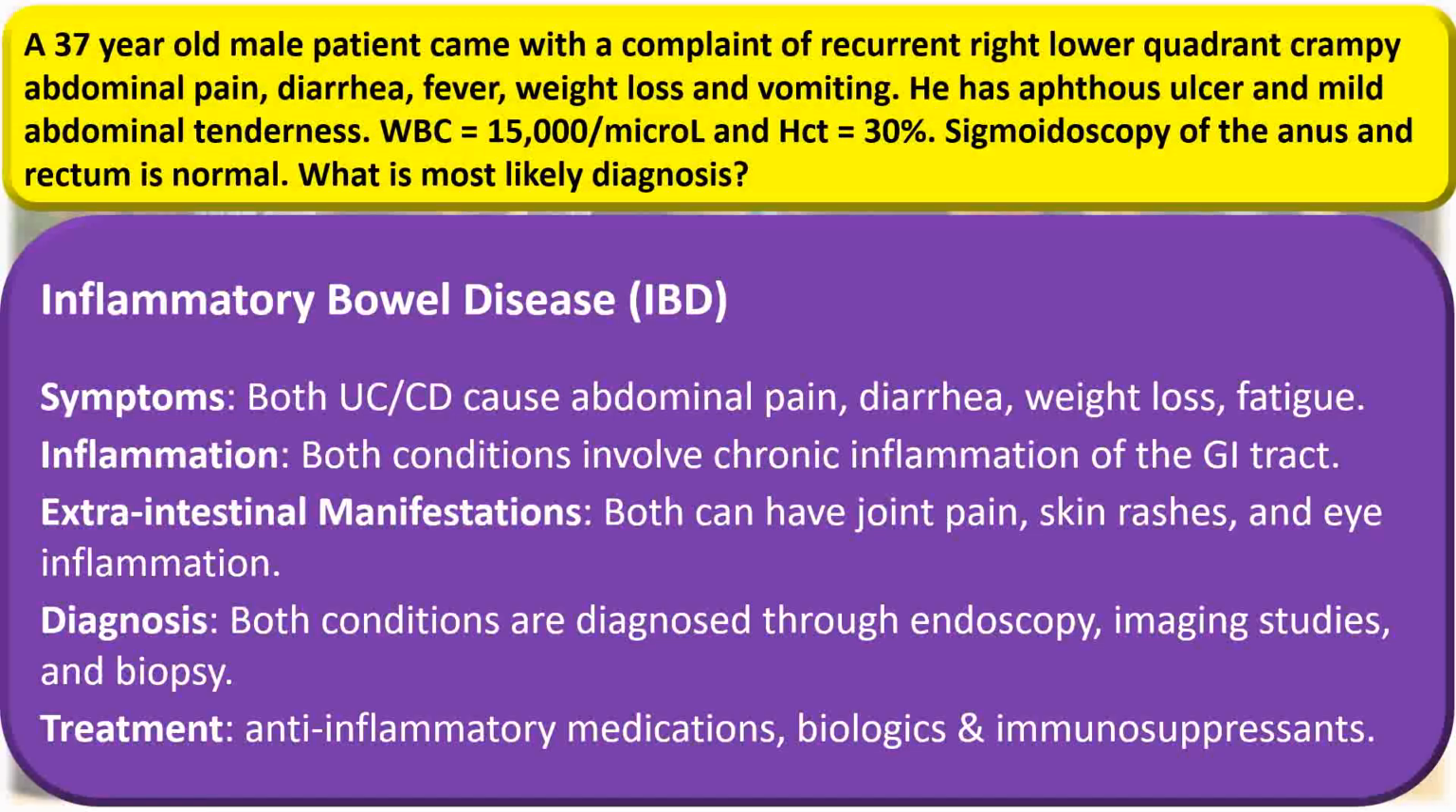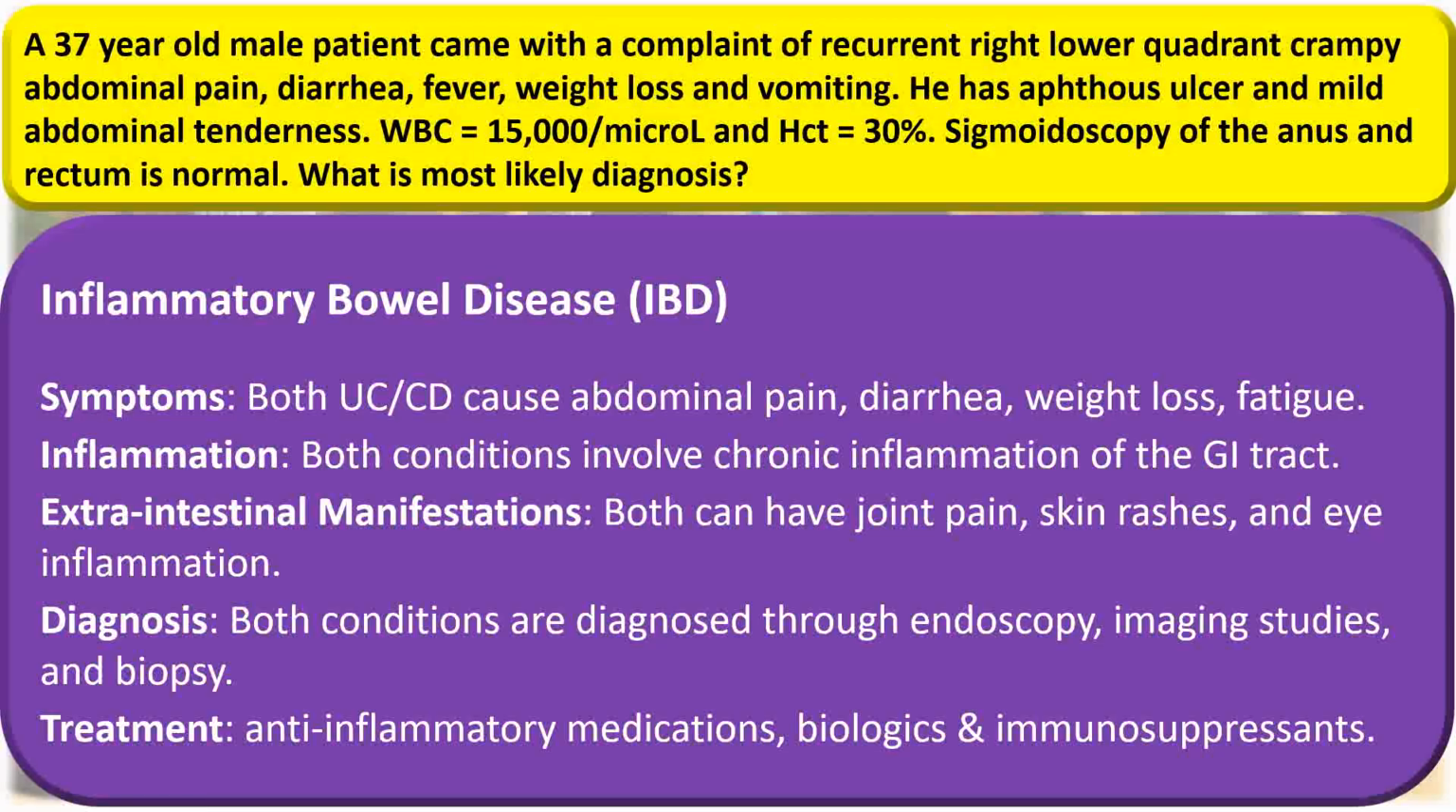Now, let's talk about how these conditions are diagnosed and treated, as there are many parallels here as well. Diagnosis typically involves a combination of endoscopic procedures, imaging studies like CT scans or MRIs, and biopsies of the intestinal lining. When it comes to treatment, both ulcerative colitis and Crohn's disease are managed with a variety of medications aimed at reducing inflammation and controlling symptoms.